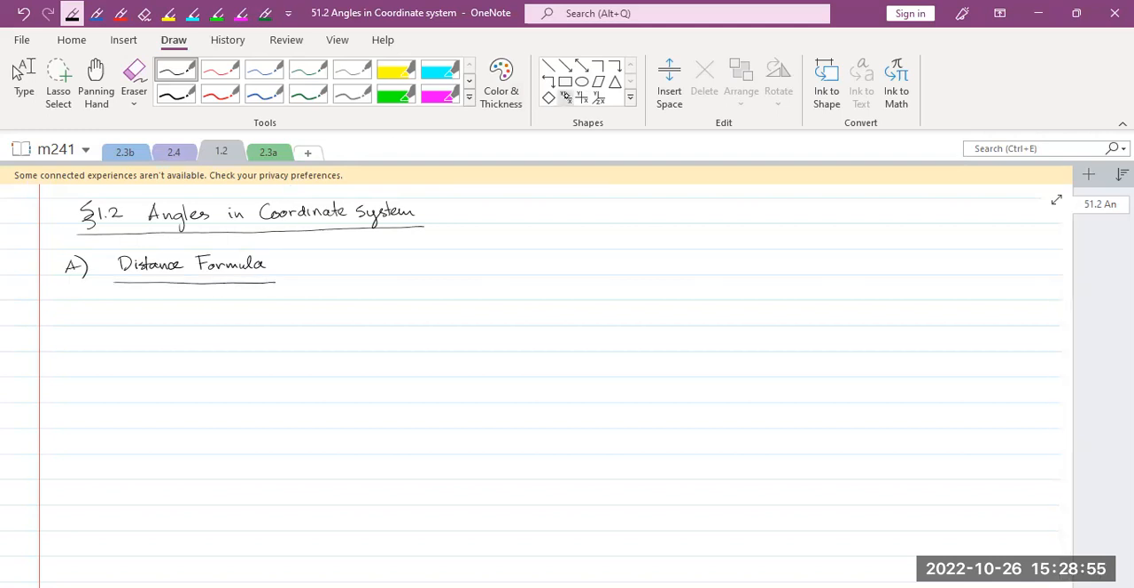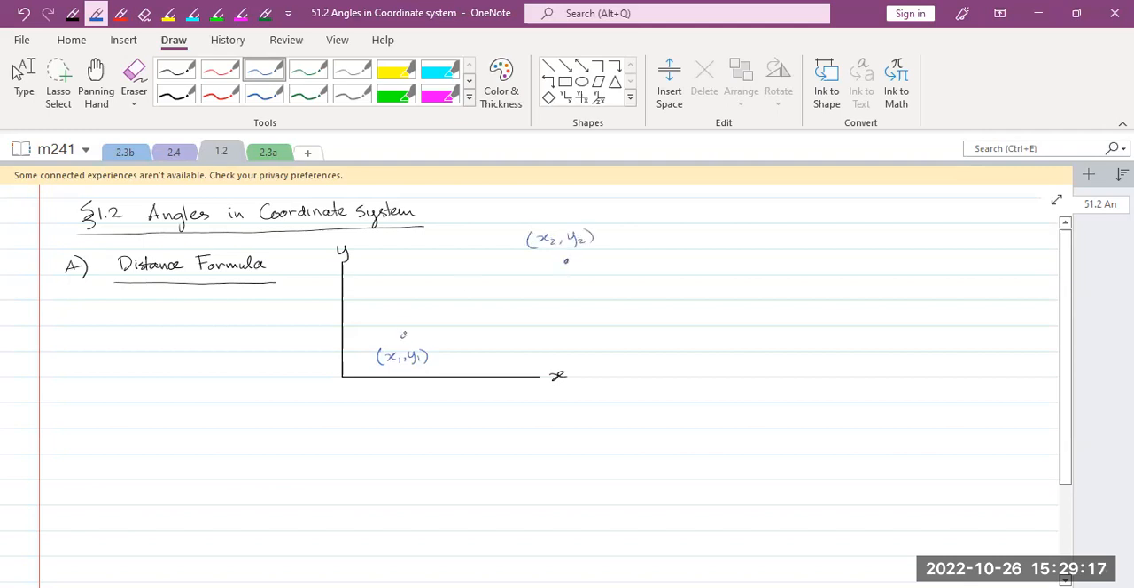Suppose on a coordinate system, x and y, we have two coordinates. Call that coordinate x1, y1, and another coordinate x2, y2. And we want to find out the distance between these two points here. How long is this line segment? The way we do that, if you took Algebra 2, you know how to do this already.